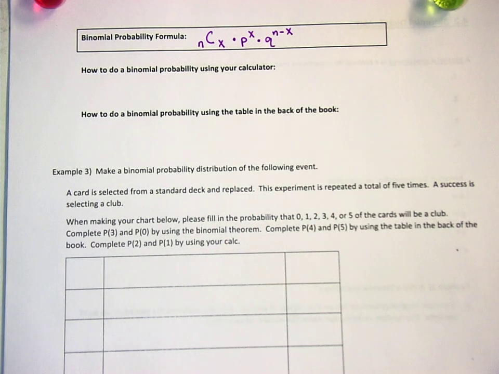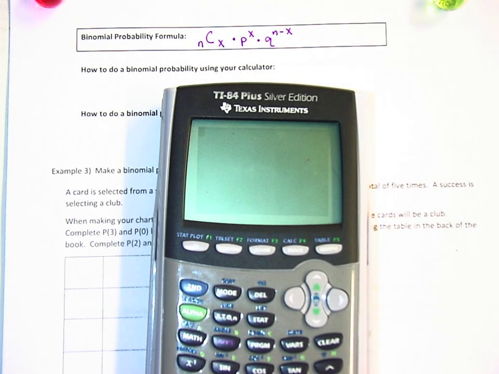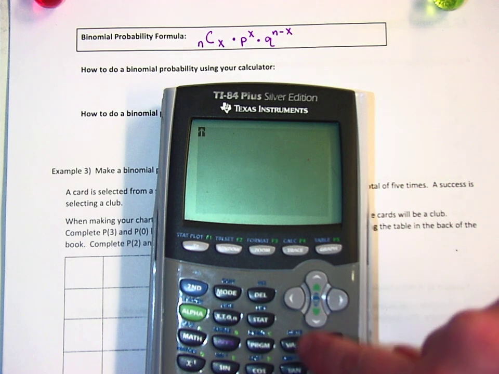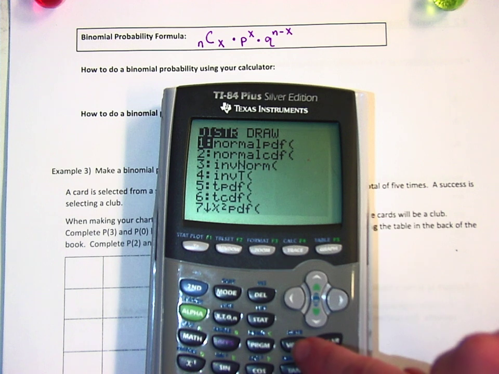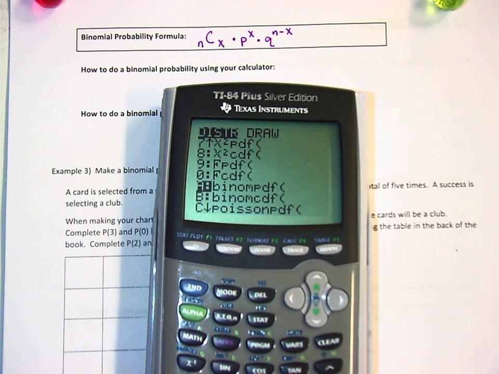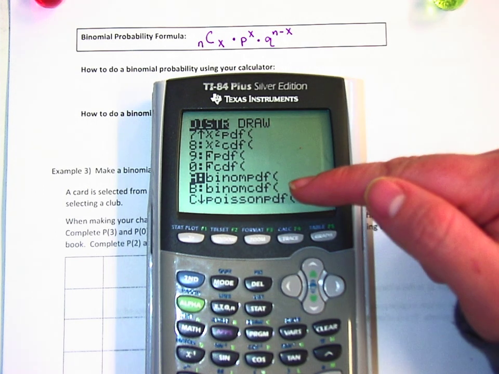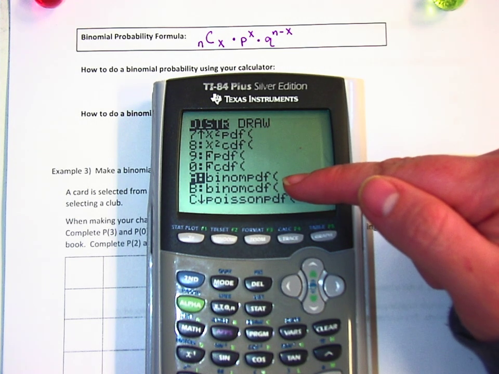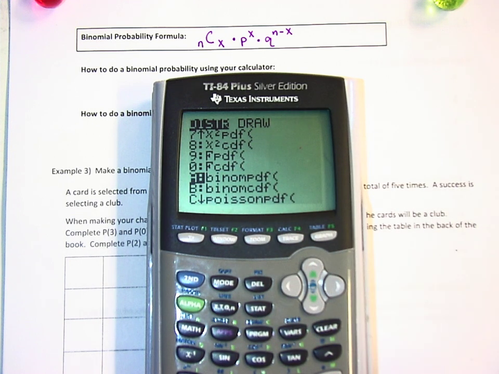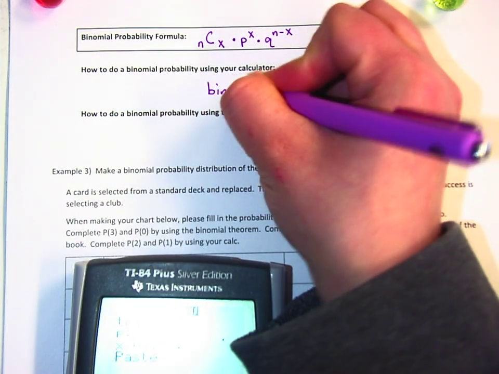When you're doing a binomial probability using your calculator, here's how you do it. Turn it on. Okay, you're gonna hit second and then this VARS button that says distribution in blue. You're gonna pick that one. And then you're gonna go down to binomial PDF. That is for one specific situation. A CDF is cumulative. PDF is for one specific probability. So it's a binomial probability or a binomial cumulative probability. So I'm going to click binomial CDF or PDF.